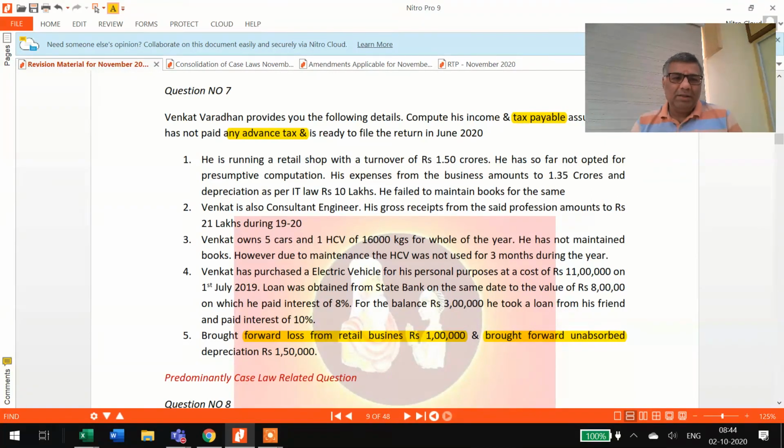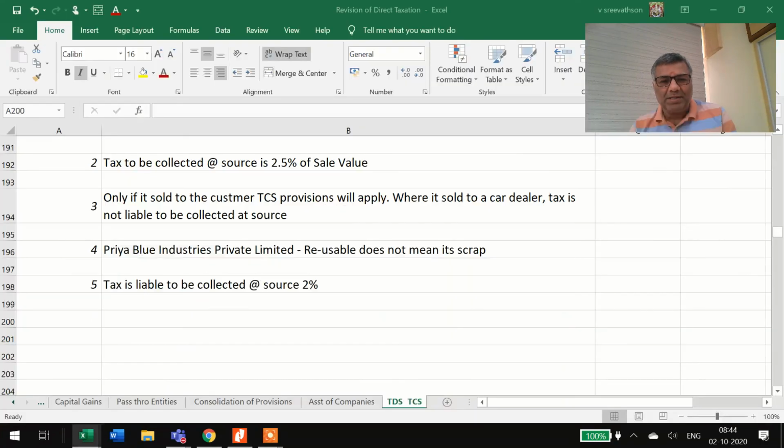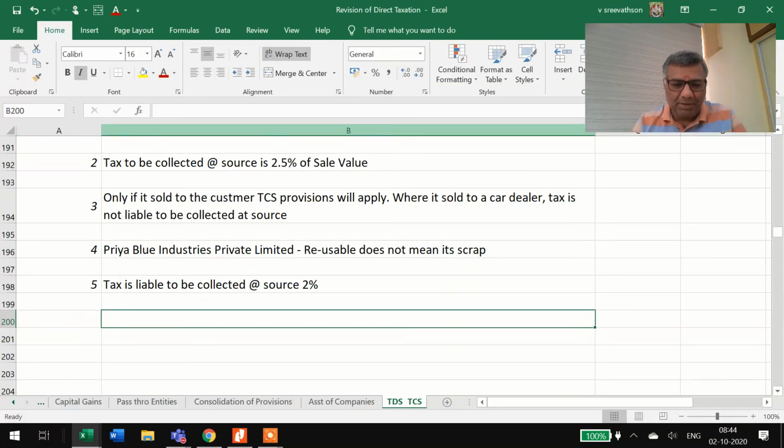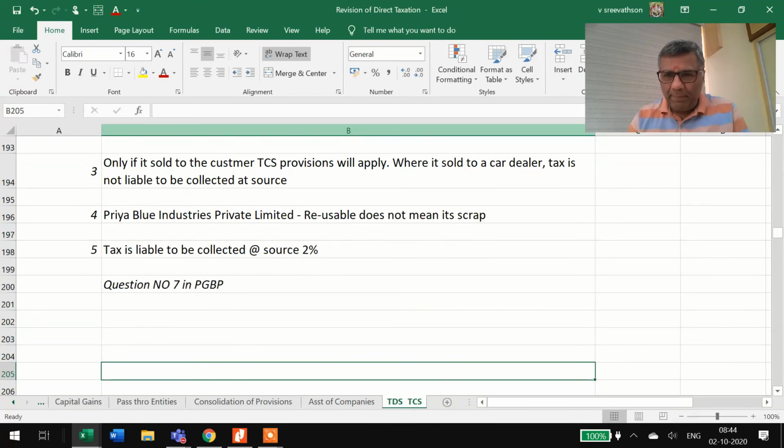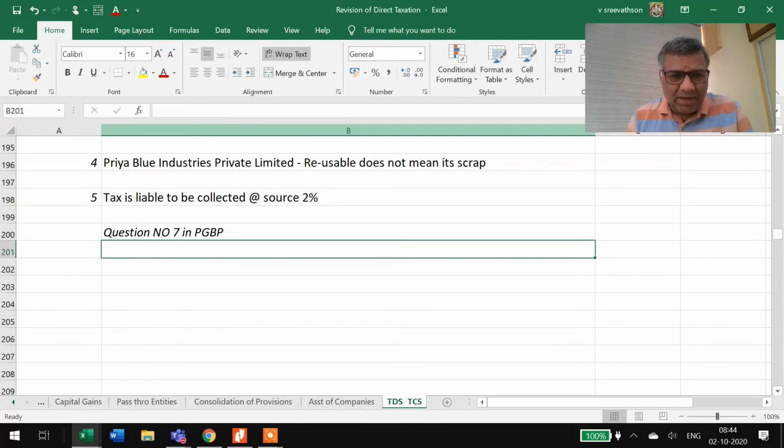But now, thankfully, it will be a good opportunity to look through 234ABC in a quick manner and also understand the intricacies. So I will use this opportunity to answer question number 7 of the PGBP chapter.